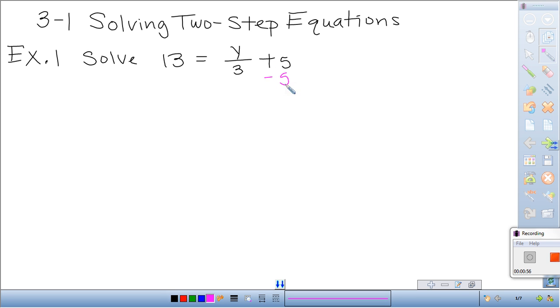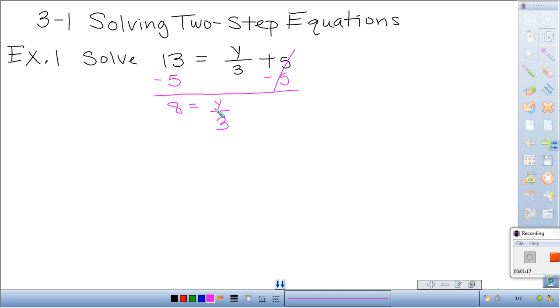And remember that whatever you do to one side, you have to do to the other side of the equal sign. You have to be fair to both sides of your equation. So we have 13 minus 5, which is 8, equals, bring down your equal sign. We didn't do anything to this y divided by 3, so leave it alone. Plus 5 minus 5, they're additive inverses, so they cancel. Now this is just a one-step problem.